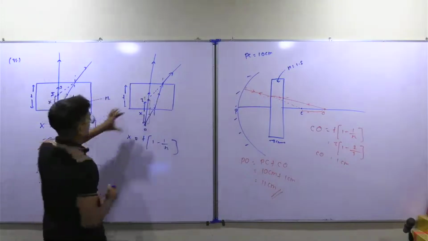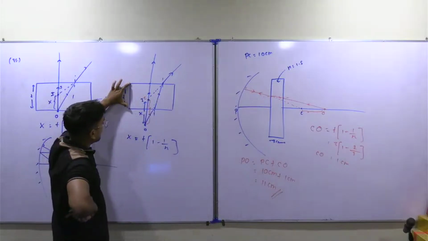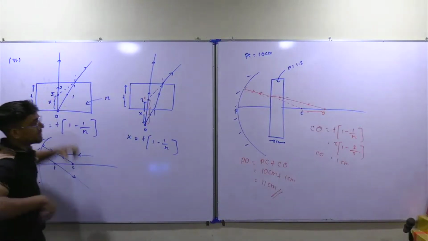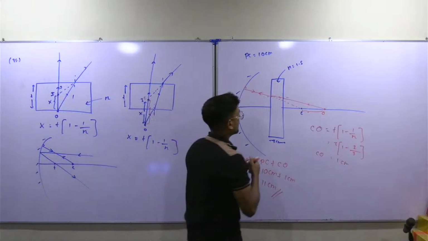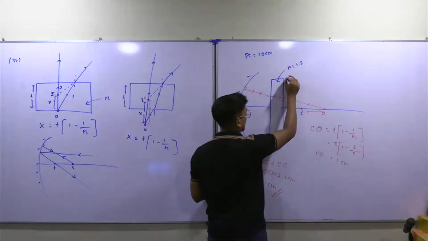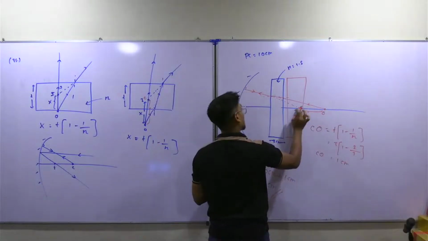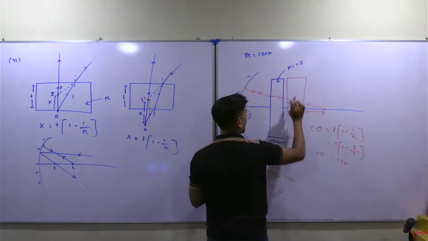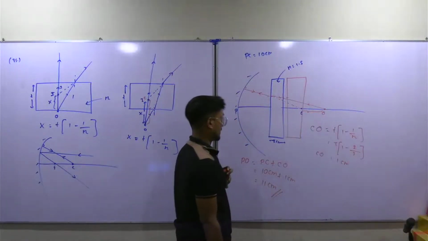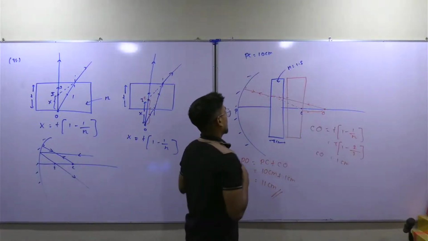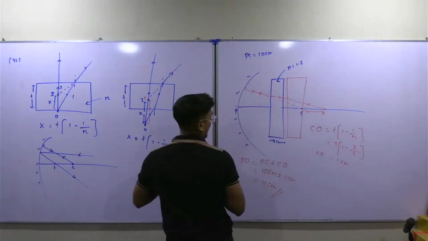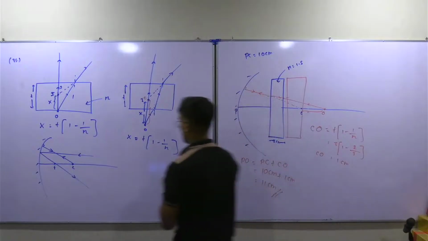I told you, this apparent shift doesn't depend on the location of the glass block. If you place the glass block here or here or here, the apparent shift will be the same. That means if you place the glass block here, it doesn't affect this distance, right? So you can place the glass block here or here or here, or the last location, I'll draw it here.